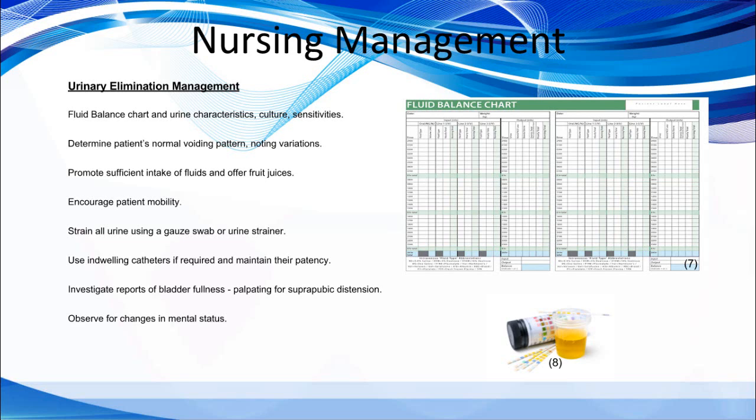The nurse will investigate reports of bladder fullness, palpating for suprapubic distension, and noting any further decreases in urine output and presence of periorbital and dependent edema. This will help to observe for urinary retention and bladder or kidney tissue distension, which can potentiate risk of infection and ultimately renal failure.